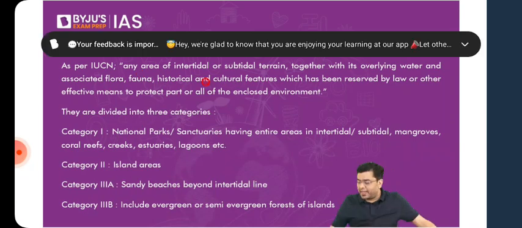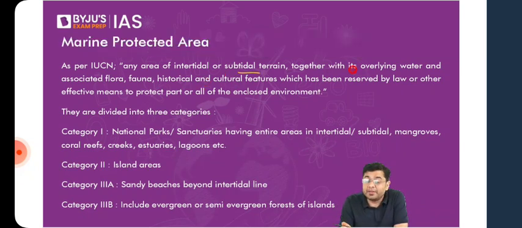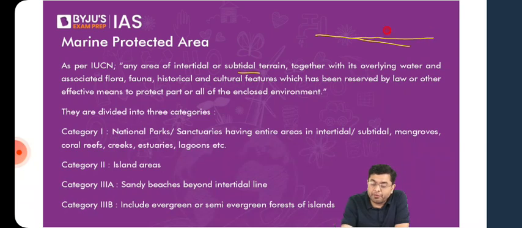This is the ideal depiction of it. So any area of intertidal or subtidal terrain. Intertidal means the region which is covered in between. So if this is the normal level of water, here you have the level which is attained by high tide, and here you have a level which is attained by low tide. So this is the region which will be referred to as the intertidal. It is the intertidal terrain divided into 3 categories.